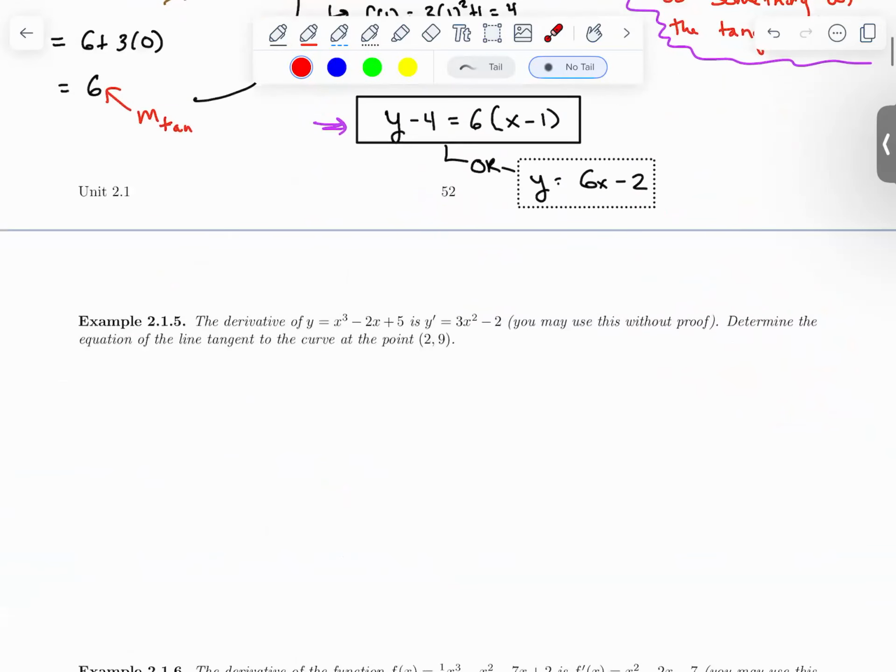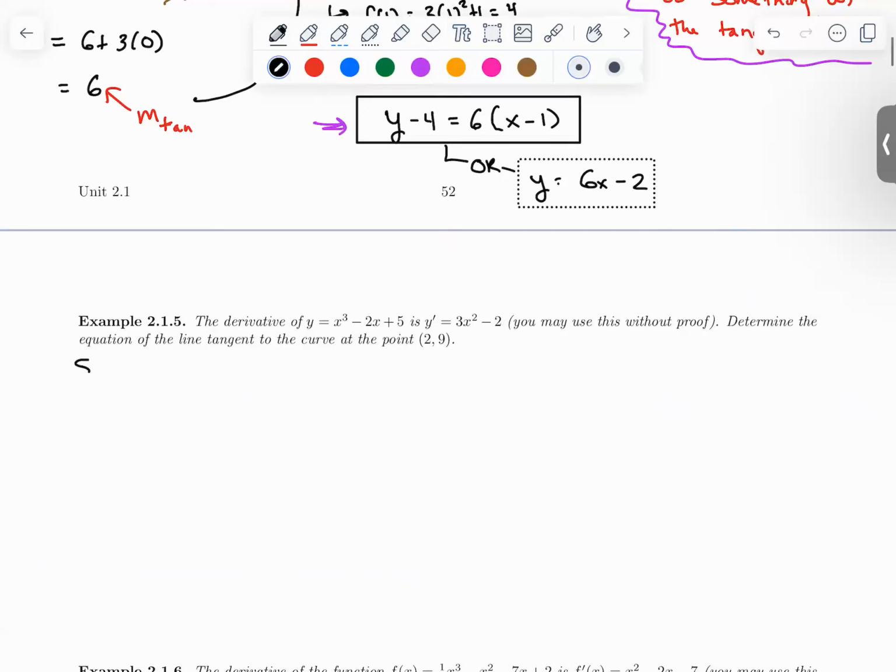So next one, the derivative of y equals x cubed minus 2x plus 5 is 3x squared minus 2. You can use that without proof. I don't want to get us bogged down. So we're going to determine the equation of the line tangent to the curve at the point (2, 9). This one already gave us the point. For the equation of a line, you need a slope and a point, or 2 points. Here we already have one of the points, and we can use the derivative to find the slope.